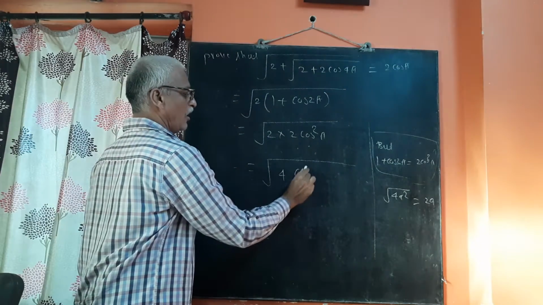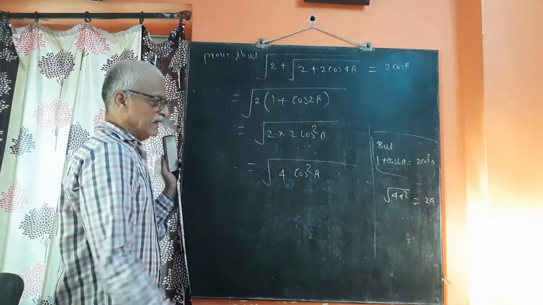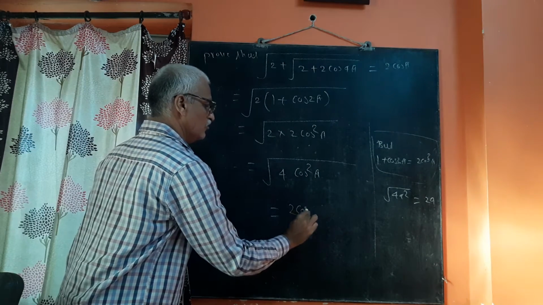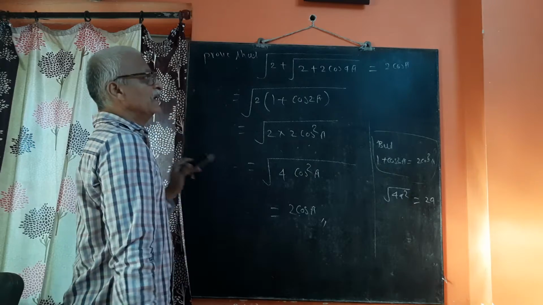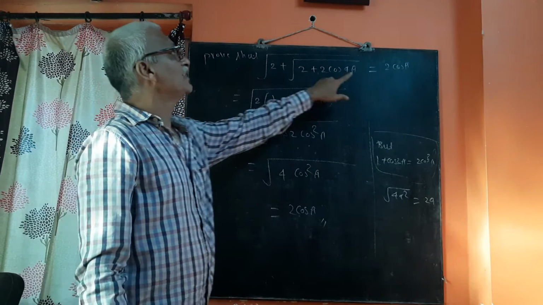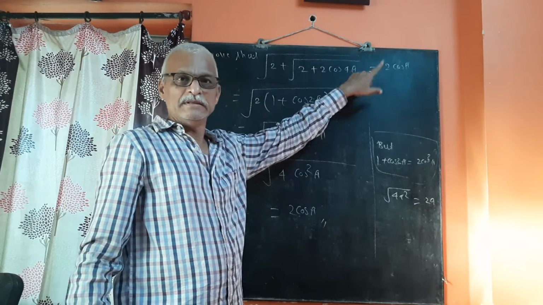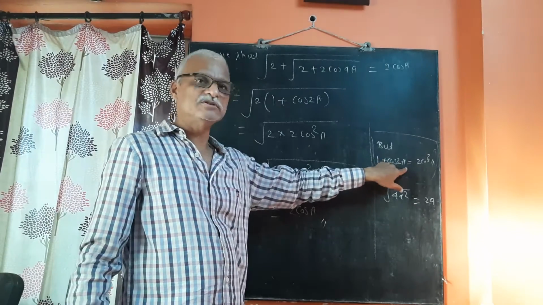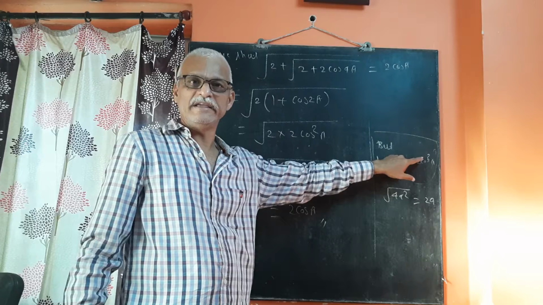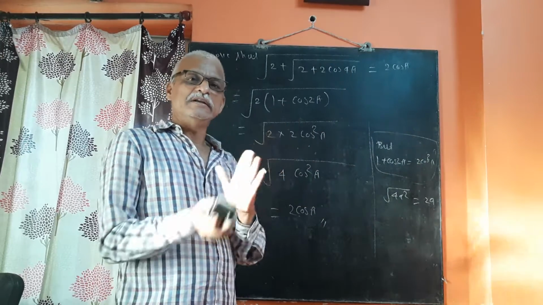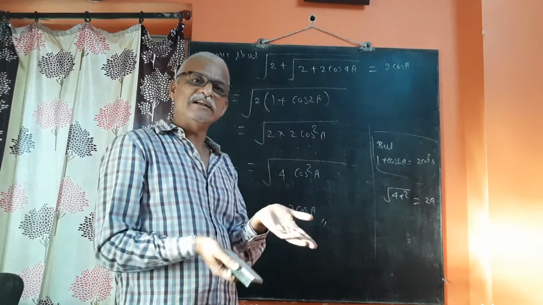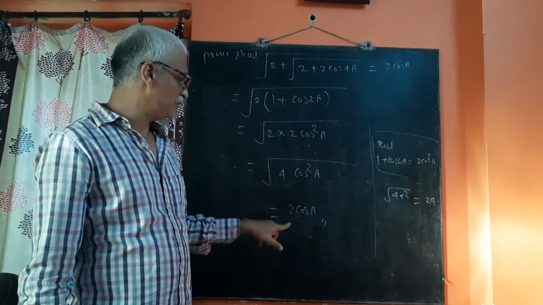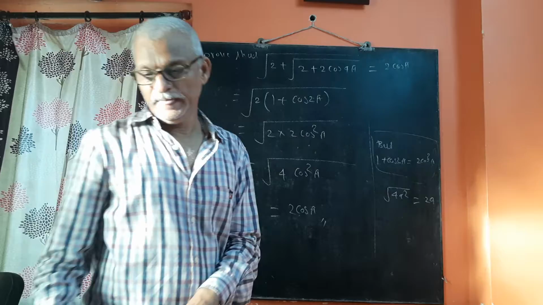4 cos square a. Again, root of 4 cos square a is equal to 2 cos a. That is the RHS, that means our requirement. We have applied a single formula here, and that formula is 1 plus cos 2a equals 2 cos square a. The remaining is just taking common 2 and applying that formula again. We have got square root of 4 cos square a, and that means 2 cos a.